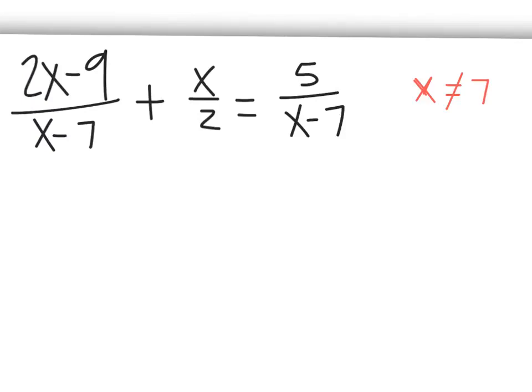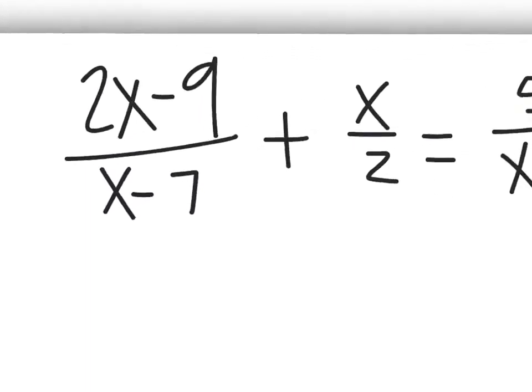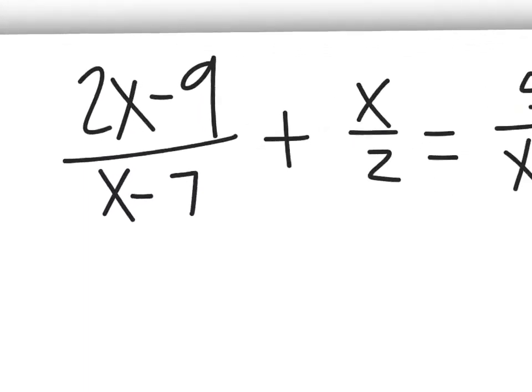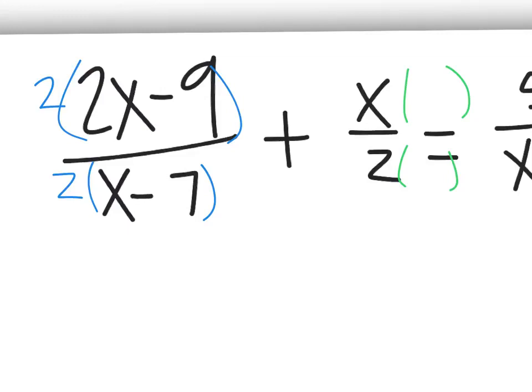So now I need to come up with a common denominator. But this isn't terrible because I don't have to factor anything, which is nice. It's already factored for me. So what am I going to have to multiply this first fraction by to get it to have the same denominator as the second fraction? 2. Okay. What am I going to have to multiply the second fraction by so that it now has the same denominator as the first one? X minus 7. So see, that wasn't terrible.